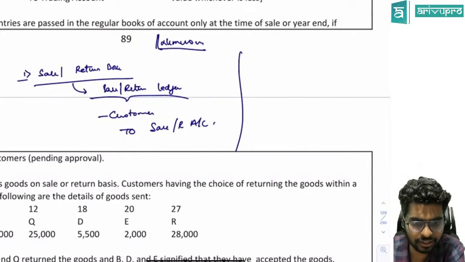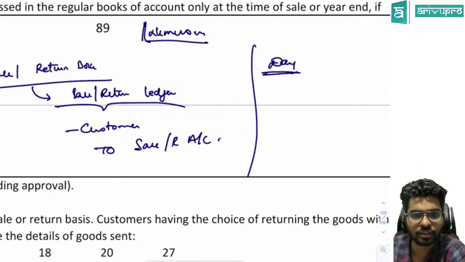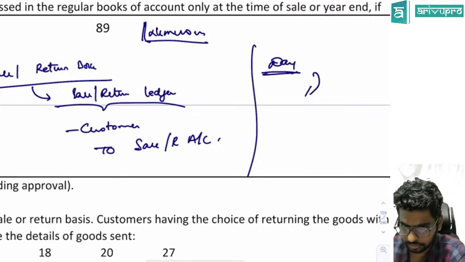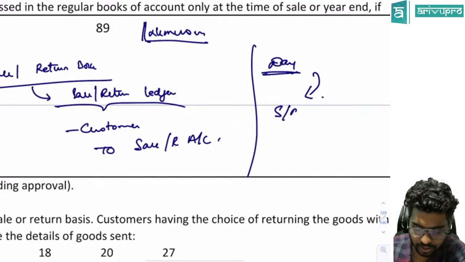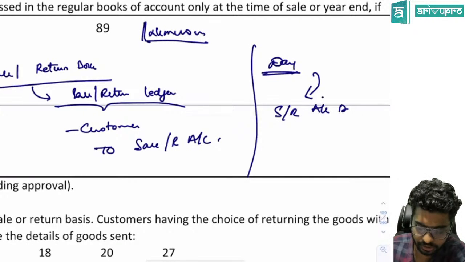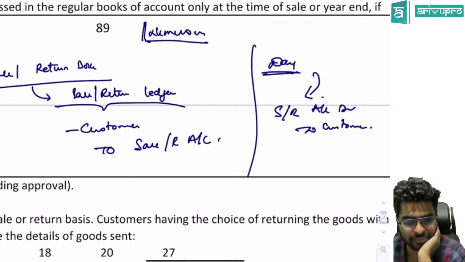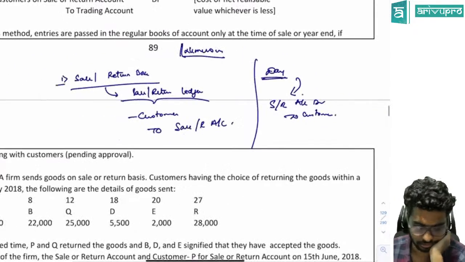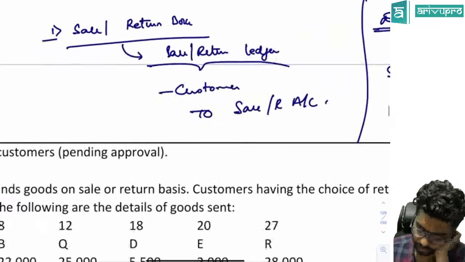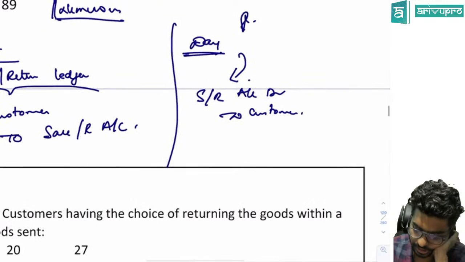When goods are returned, you will again record first in the day book that the goods are returned. From there, you are going to do the reverse of it, that is sale or return account debit to customer account. Pretty much the same. Okay, this is when goods are sent. This is when goods are returned.